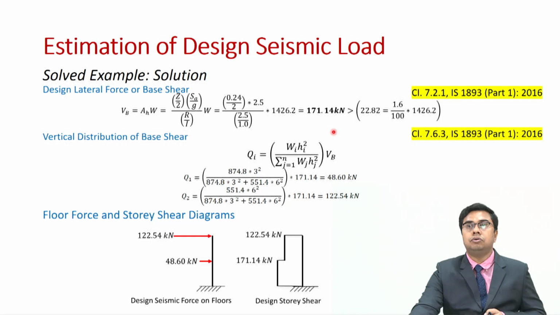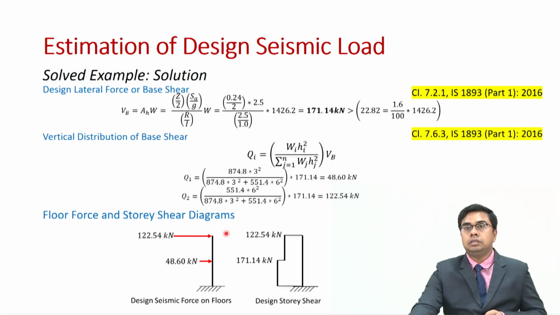Now we shall distribute this design base shear into different floors. That distribution is done using this very simple expression, Q equals W H squared divided by the sum of W H squared for different floors, and then multiplied with the design base shear. From here we calculate it to be equal to 48.6 kilonewton at the first floor level and 122.5 kilonewton at the roof level. The same is shown over here as a schematic diagram.